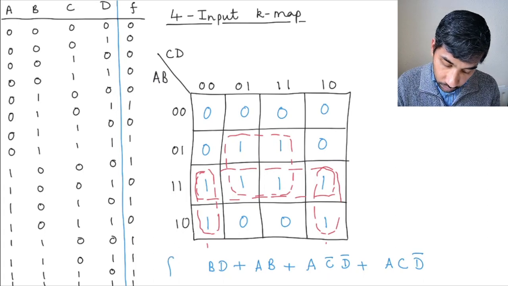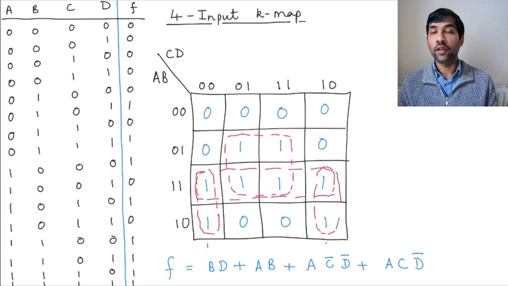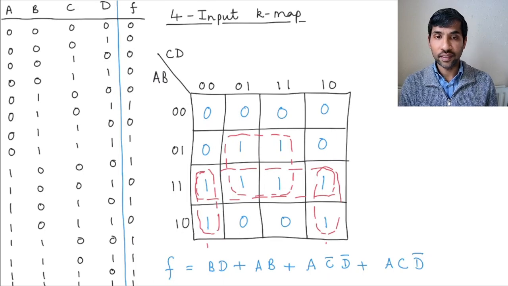And that gives us the Boolean expression for the truth table that's there on the screen. Hopefully this makes sense. In the next video, we are going to look at another example, and then I have a few exercises for you to do.